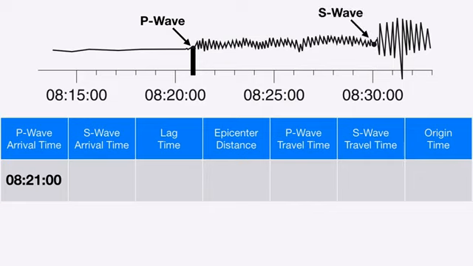The S wave, or the secondary wave, travels slower than the P wave, and therefore it always arrives at least a little bit later on. In this case, it appears to have arrived at about 8:30. And so I'm going to record that in my table.